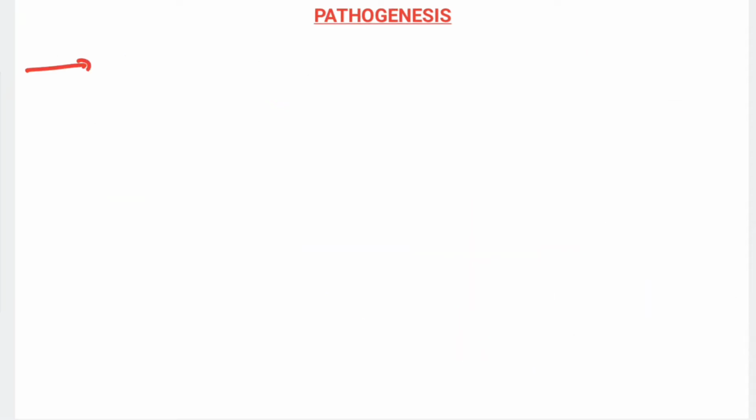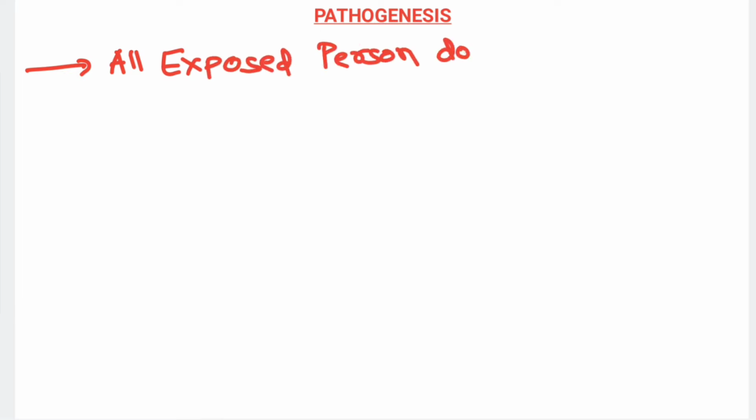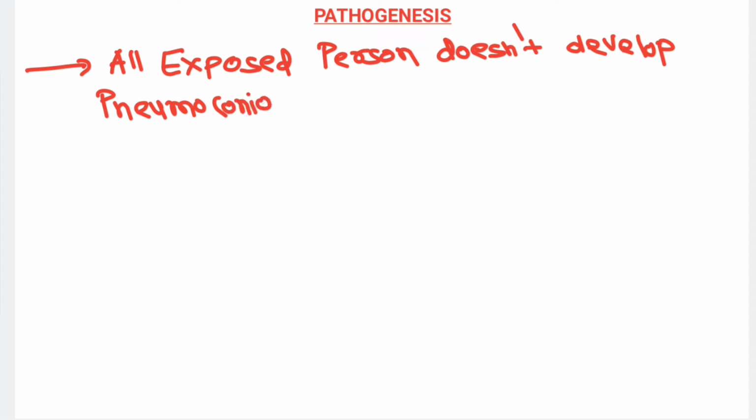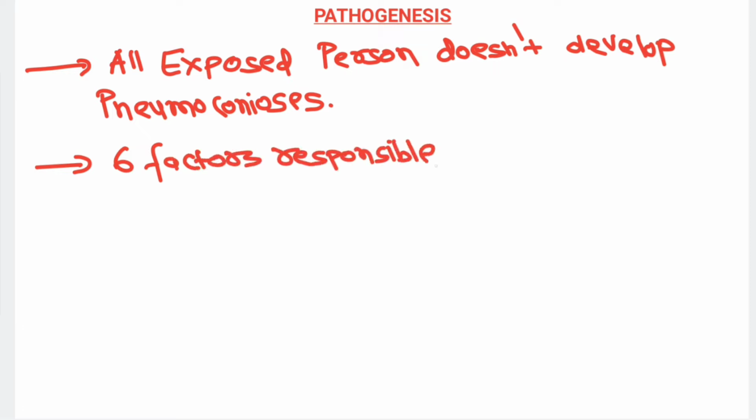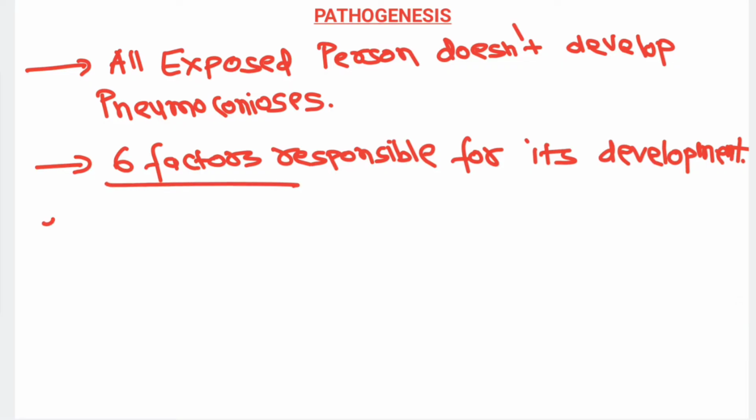So let's understand the pathogenesis of pneumoconiosis. All exposed persons don't develop pneumoconiosis. Suppose you have mineral dust exposure, or organic dust exposure, then all individuals don't develop pneumoconiosis. There are six important factors which are responsible for the development of pneumoconiosis. The first factor is genetic factor.